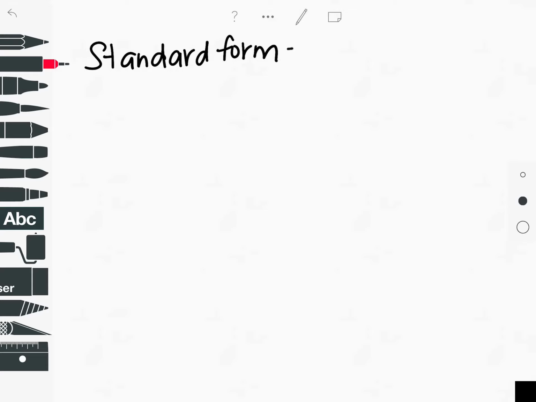Well, standard form is exactly how you see the number. Example, if I have 315,406, this is standard form. How we see our regular numbers.